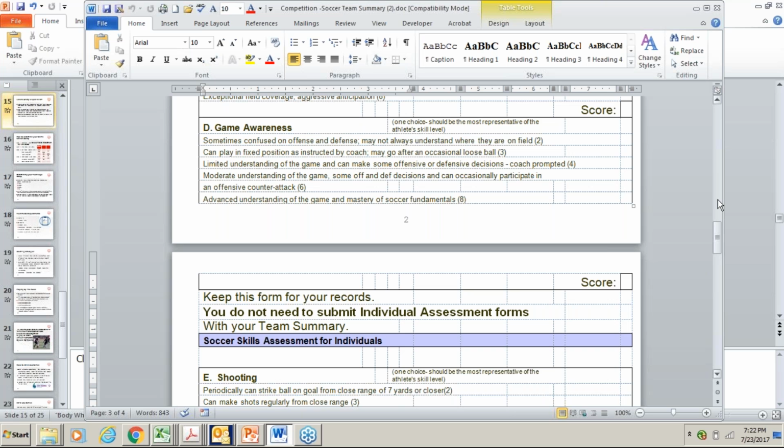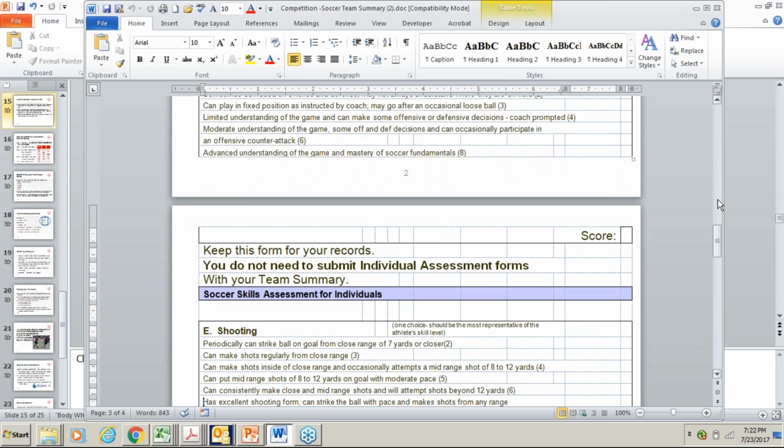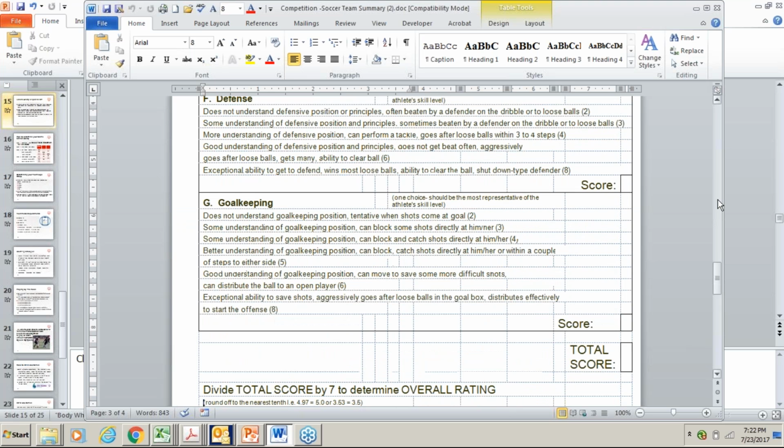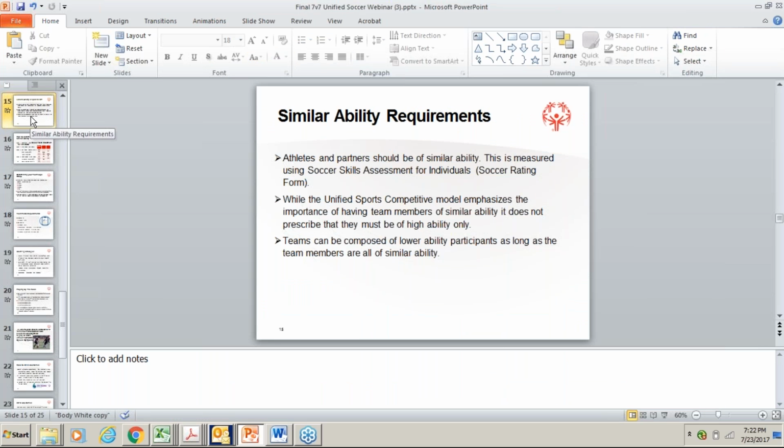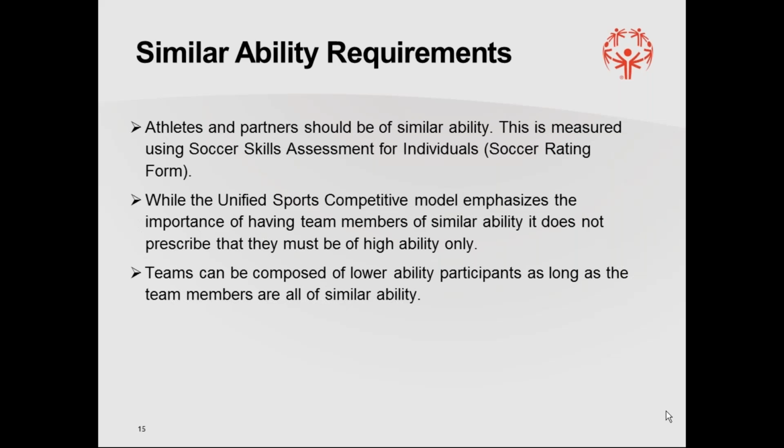Thank you. Game awareness, shooting the ball, defense, goalkeeping. Those are the skills that you're looking at. So maybe this athlete never plays in the goal, so there's no points for goalkeeping for them. Okay? But remember, all athletes should learn to play every portion on the team.